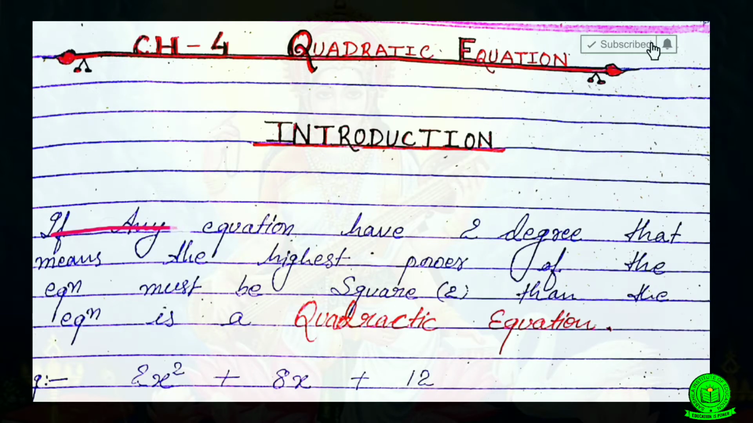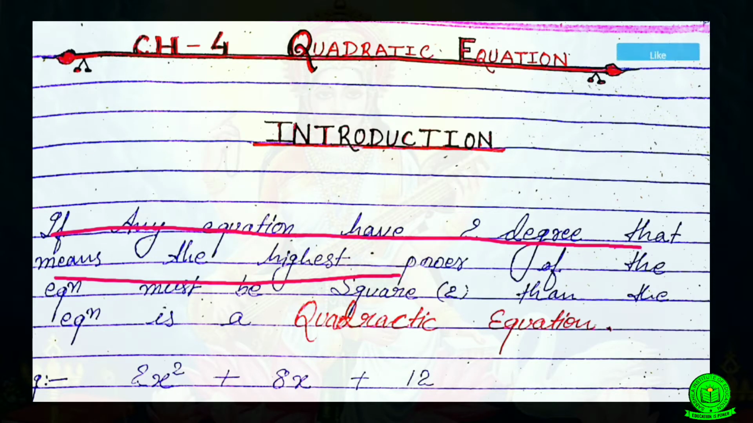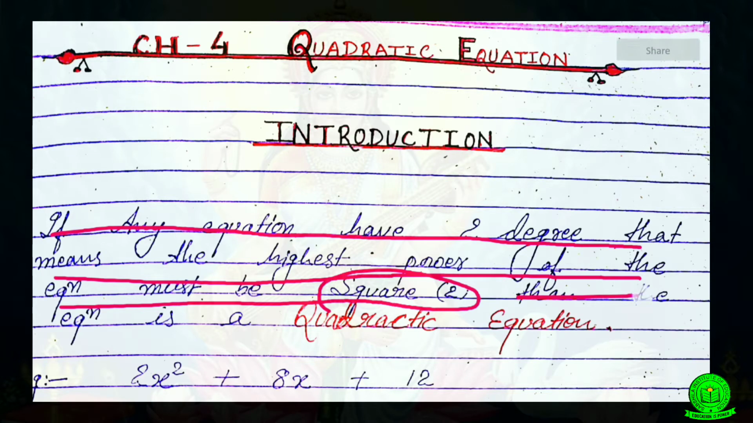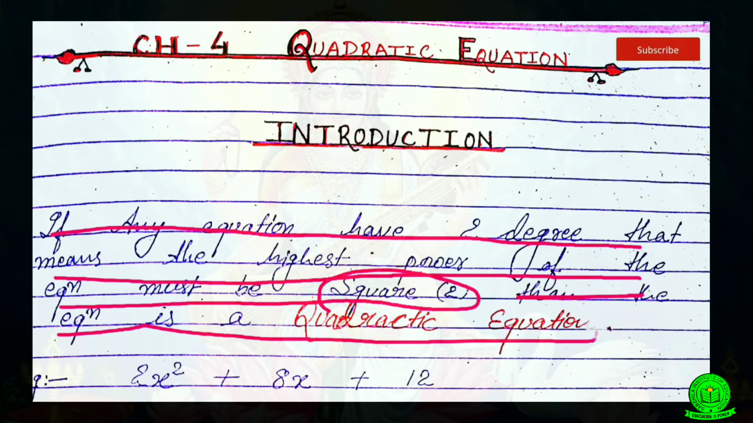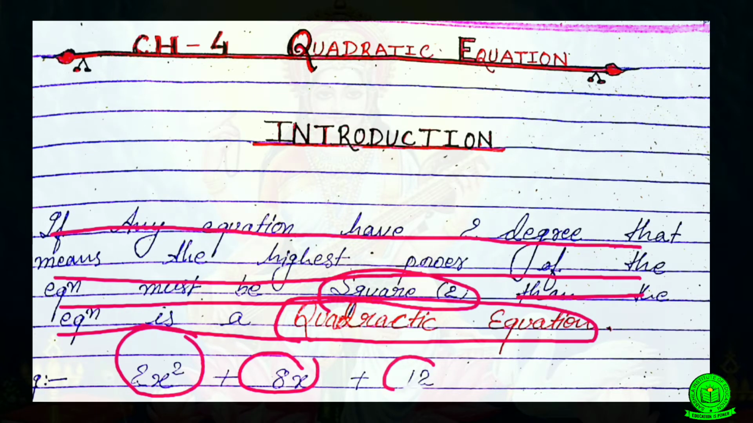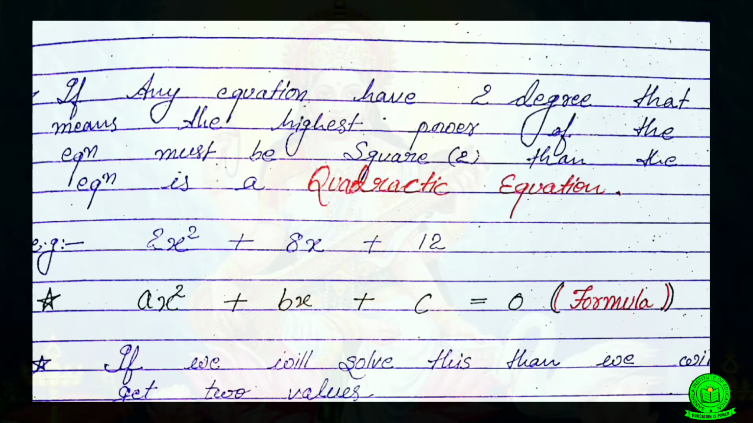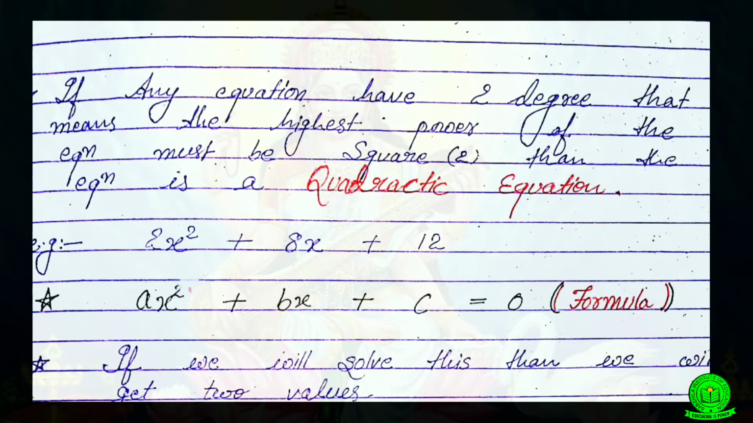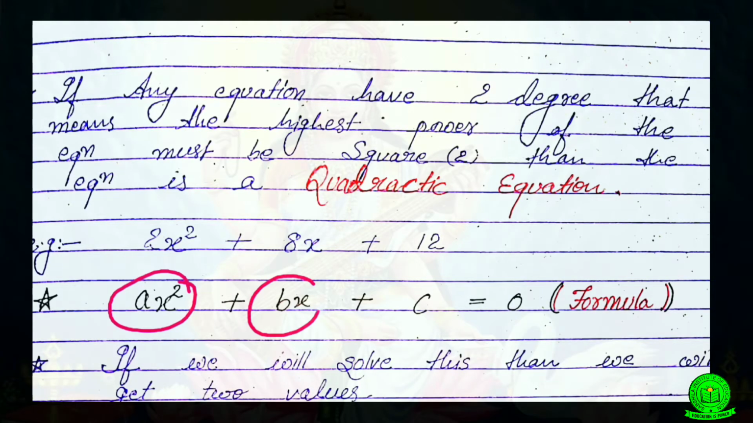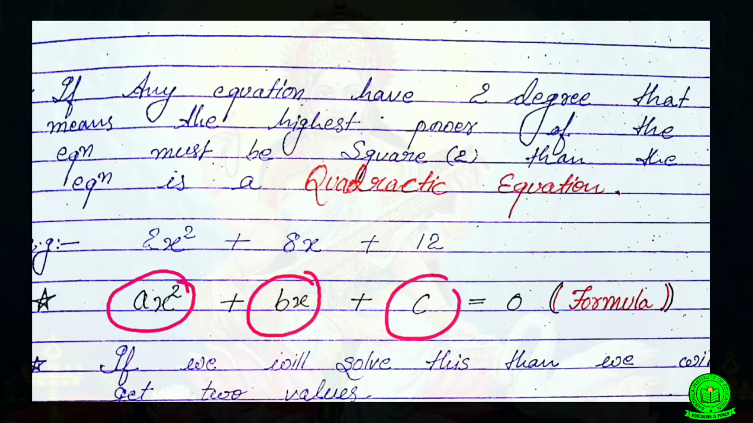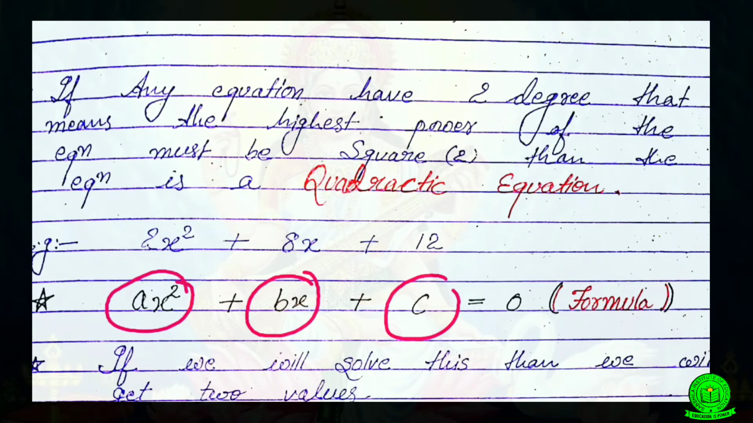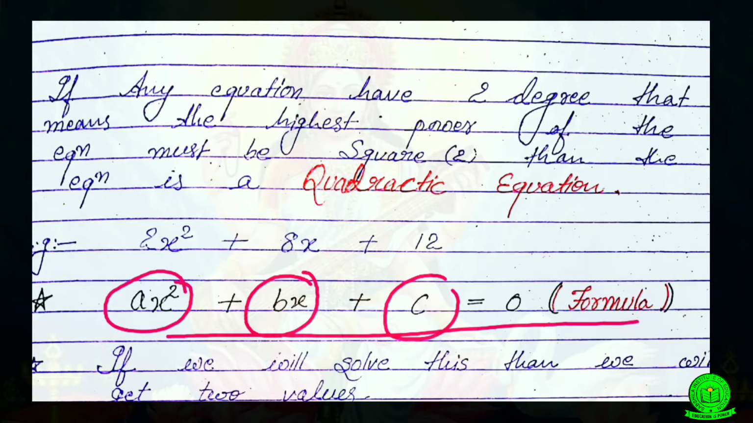If any equation has degree 2, that means the highest power of the equation must be square, then the equation is a quadratic equation. See the example: 2x square plus 8x plus 12. The equation will be in the form of ax square plus bx plus c. The quadratic equation is always in this formula.